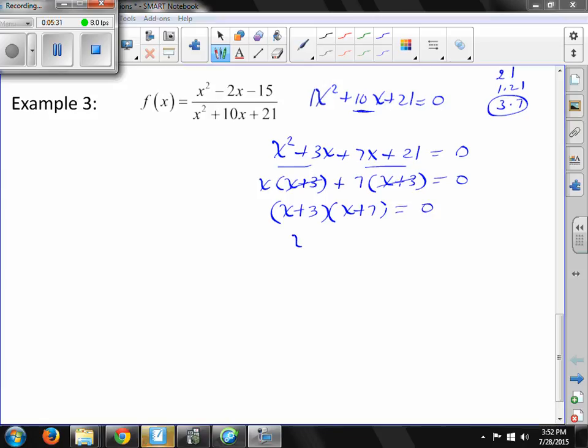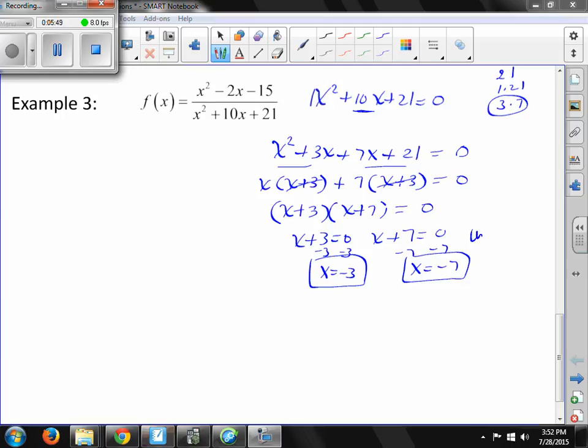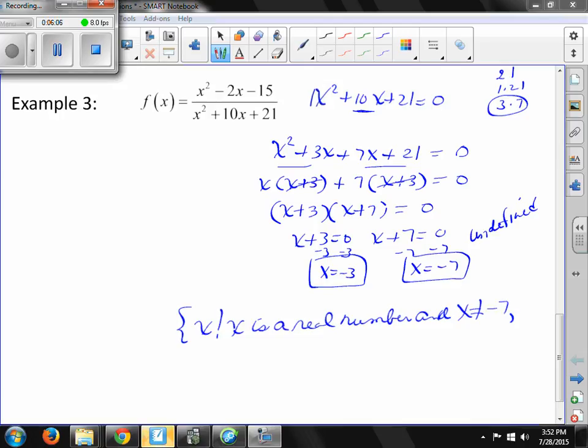So if I set x plus 3 equal to 0 and x plus 7 equal to 0, subtracting 3, I'll have x equal to negative 3. Subtracting 7, I'll have x equal to negative 7. These two make it undefined. So writing it in set notation, I'll have x such that x is a real number and x cannot be equal to negative 7 or negative 3.